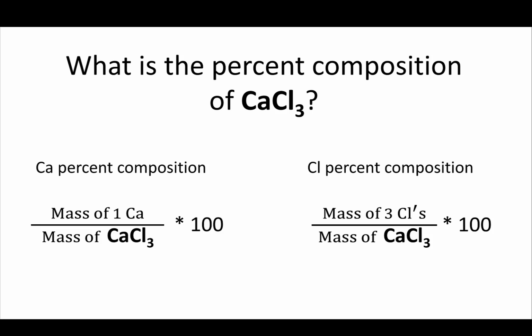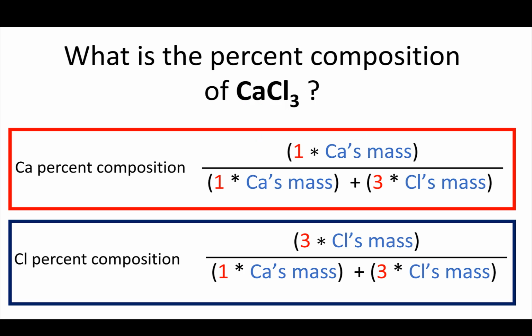So you have 2 different chemicals. You have calcium, and you can figure out calcium's percent composition by taking the mass of the calcium atom divided by the whole thing. And you could also figure out chlorine's percent composition by taking the mass of the 3 chlorines divided by the whole thing times 100. So we'll do both of these. The calcium percent composition is 1 of calcium's mass, because that's the part of the mass that's made of calcium, divided by the whole mass, all of it, including the calcium and the chlorines. For chlorine, I would do the same thing, but I wouldn't divide calcium by the whole thing. I would divide these 3 chlorines by the whole thing.